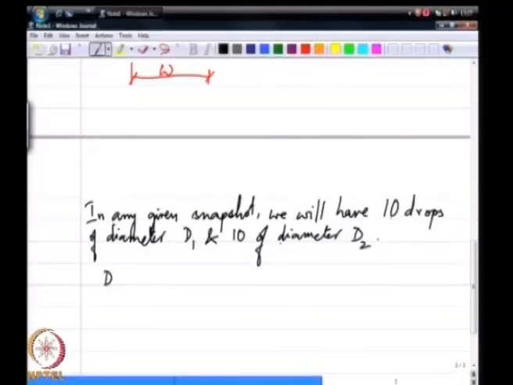Okay. So, if I now look at any given snapshot, I want to calculate, let us say, the simple arithmetic mean diameter, which is the sum over all the drops of di divided by n.